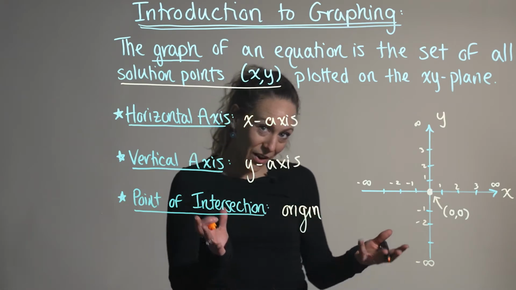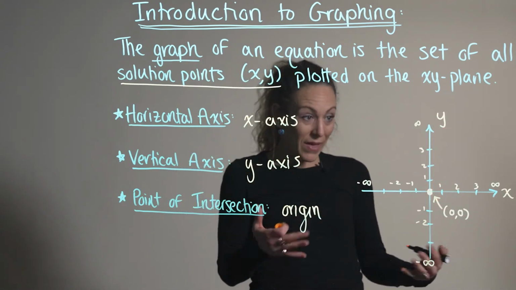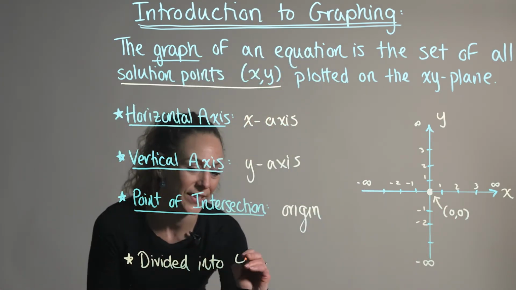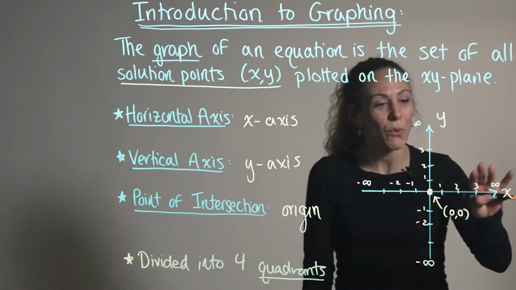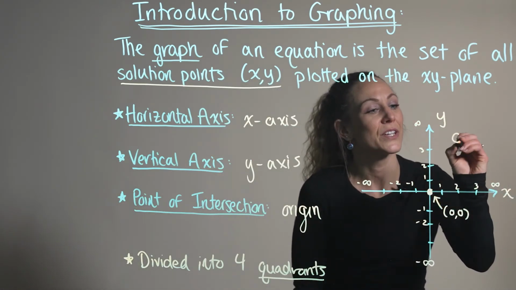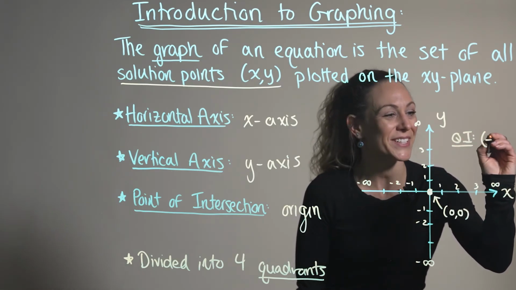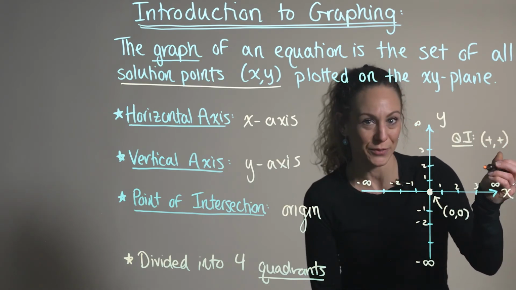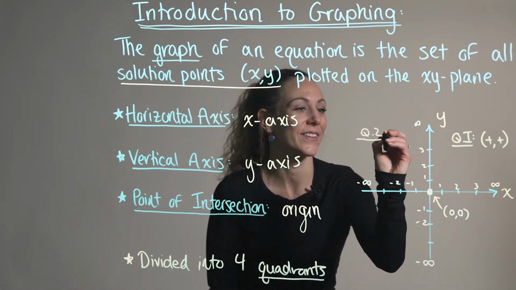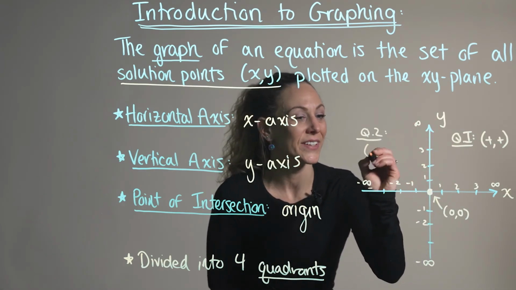Now notice here on our coordinate plane that these axes divide the xy plane into 4 distinct quadrants. Our first quadrant begins over here where both x and y are positive. So we call this quadrant 1. The value of x is positive and the value of y is positive. Over here we have quadrant 2. Notice how x is negative and y is positive.